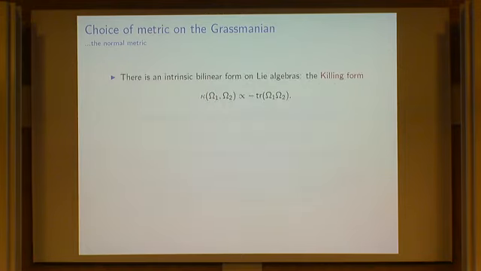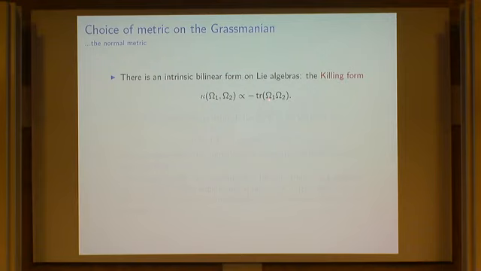Okay, how are we going to define a metric? Well, there is a nice intrinsic, or if you wish, God-given metric on a Lie algebra, which is what's called the Killing form. And it's just a trace norm. If you take two skew-symmetric matrices, the Killing form k of omega 1, omega 2, the bilinear form, is proportional, with a coefficient which I can ignore, to minus trace of omega 1 omega 2.